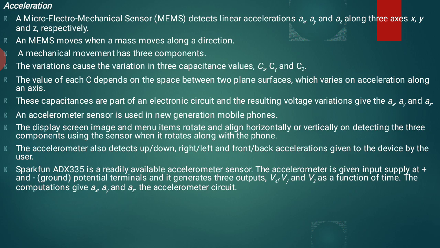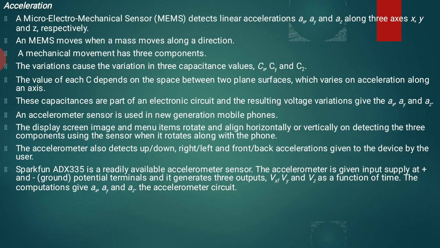Then where are we using this acceleration? In our new generation mobile phones, in our smartphones. Let us see. The display screen images and menu items rotate and align horizontally or vertically on detecting the 3 components using the sensor when it rotates along with the phone. If we want to drag our images or place our menu items rotating either horizontally or vertically, the sensor detects the 3 components.